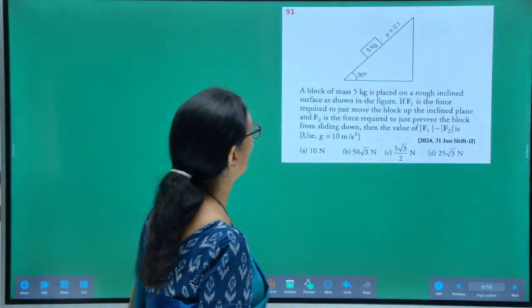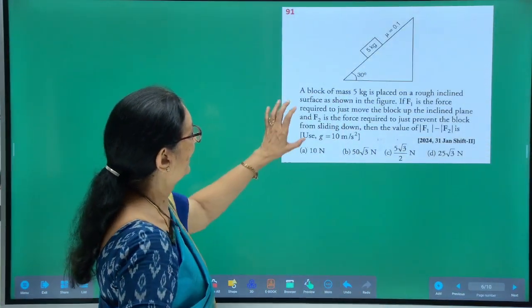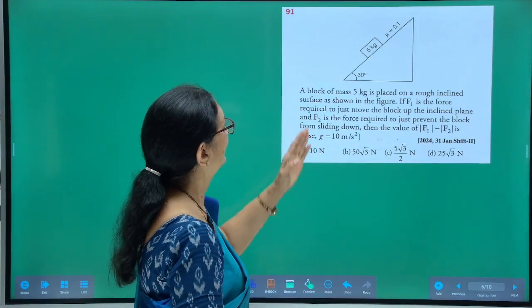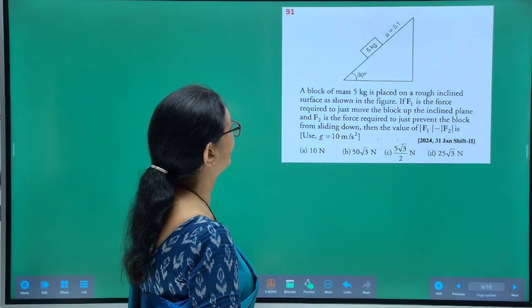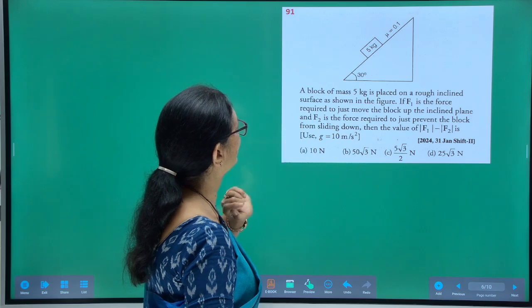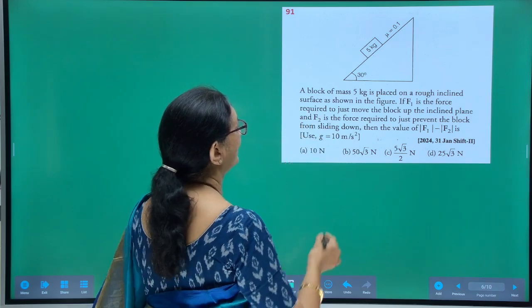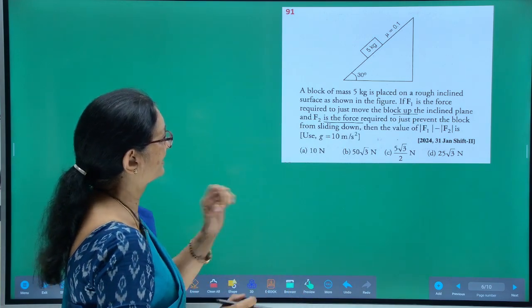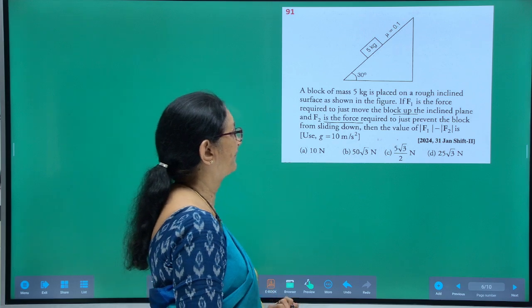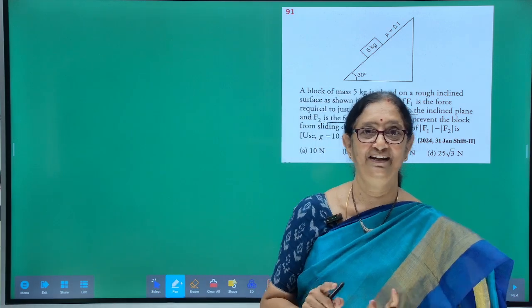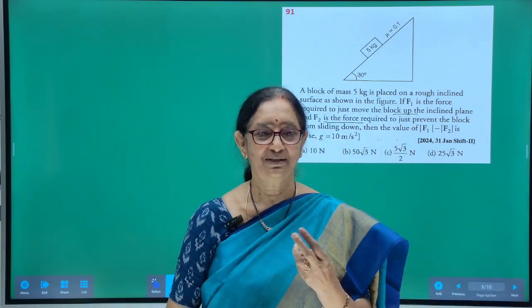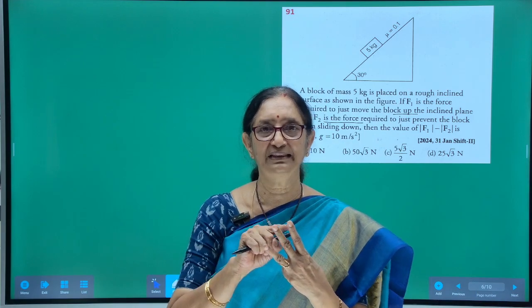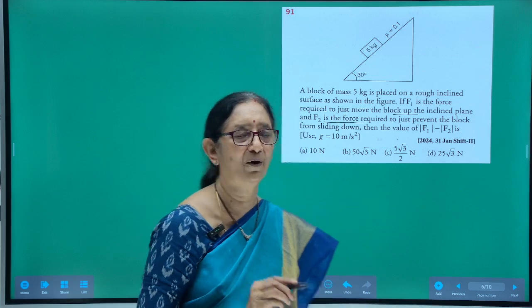Go to the 6th problem. Look here. A block of 5 kg is placed, coefficient of friction is given, F1 is the force required to just move the block up the incline, F2 is the force required to just prevent the block from sliding down. See here, I am telling you a secret. I am going to tell you 3 very important points here.